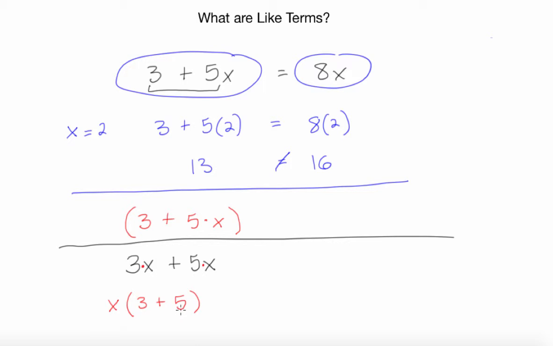This is an example of the distributive property. We'll get into more of that later as well. Well, 3 plus 5, those are like terms. I can add those together, right? 3 plus 5, it's basic arithmetic. That's going to be equal to x times 8. And there's the argument for why I can add 3x plus 5x to equal 8x.